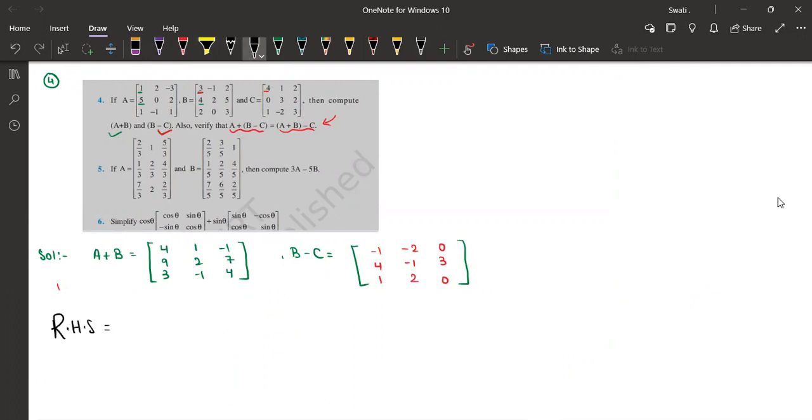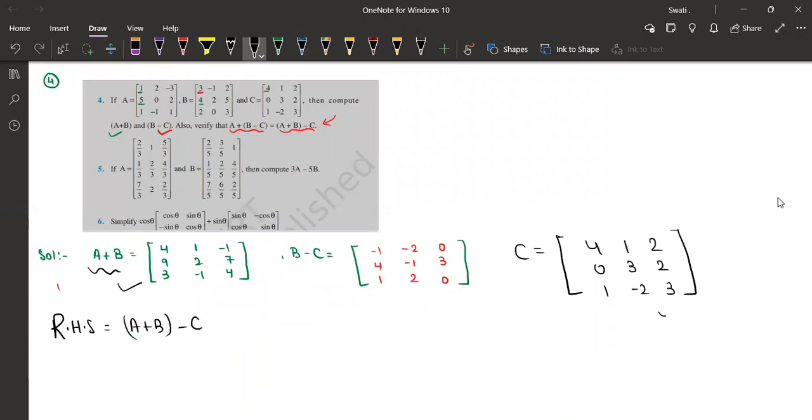So in the RHS, what do we have? A plus b minus c, right? So a plus b I have already done here. That is this. And then c is, let me write down here, okay? So c, 4, 1, 2, 0, 3, 2, 1, -2, 3. What do we have to do? We have to find a plus b and then minus c, right? But a plus b we have already found here, and then minus c.